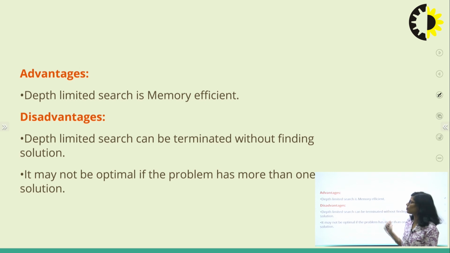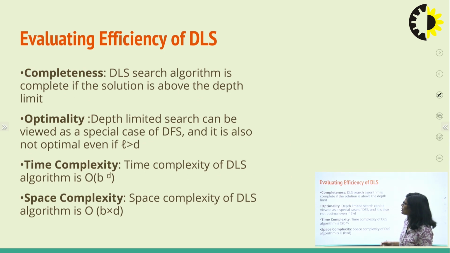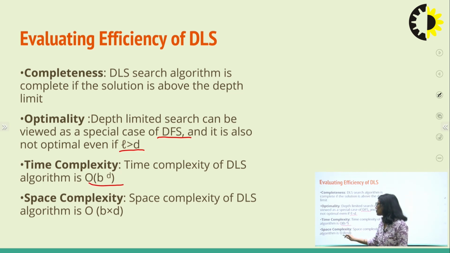Advantage is that it is memory efficient, and disadvantage is that it can be terminated without finding the solution. So if your goal node is not at the depth which has been fixed beforehand, then you won't be able to find the goal node. Efficiency: it is not complete, it is not optimal, and it is a special case of DFS. It will not be optimal even if L is less than D. Time complexity is the same as that of your DFS, and space complexity is also the same as that of your DFS.